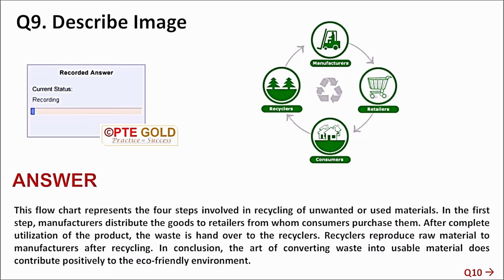This flowchart represents the four steps involved in the recycling of unwanted or used materials. In the first step, manufacturers distribute the goods to retailers from whom consumers purchase them. After complete utilization of the product, the waste is handed over to the recyclers.